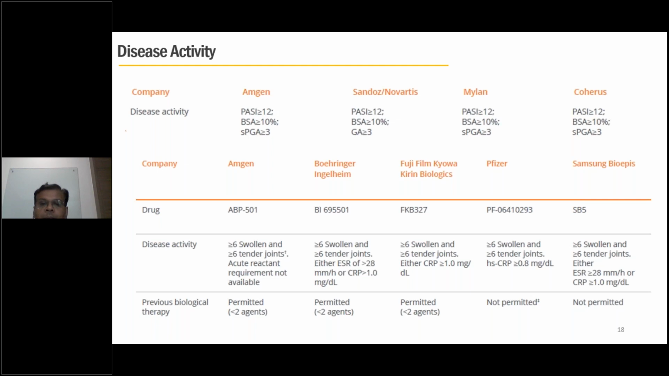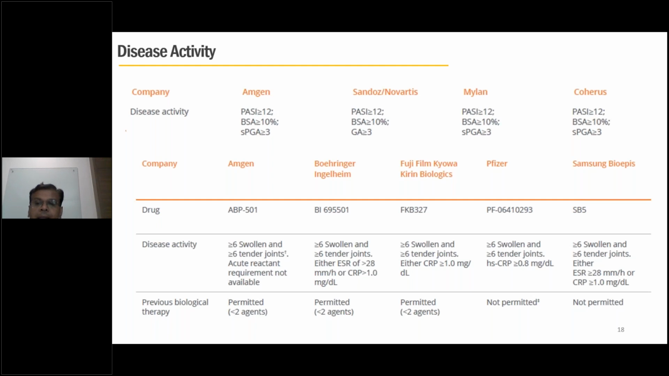Now, when we see the other people who are trying to bring adalimumab to the market, they are enrolling only, say, patients with 6 joints. The entry criteria are not as stringent as those of Humira, the innovator drug. They are just involving 6 joints, maybe 6 swollen and 6 tender joints, against 9, which was the case with Humira.